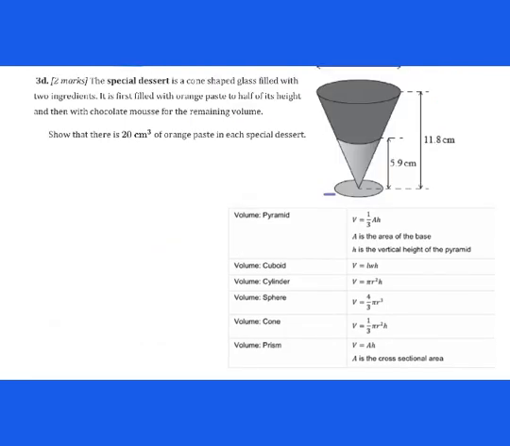Let's go to 3D. The special dessert is a cone-shaped glass filled with 2 ingredients. It's first filled with the orange paste to the half of its height, and then with chocolate mousse for the remaining volume. Show that there is 20 centimeter cubed of orange paste in each special dessert. According to the given information, we know this part is orange paste. It's still a cone.